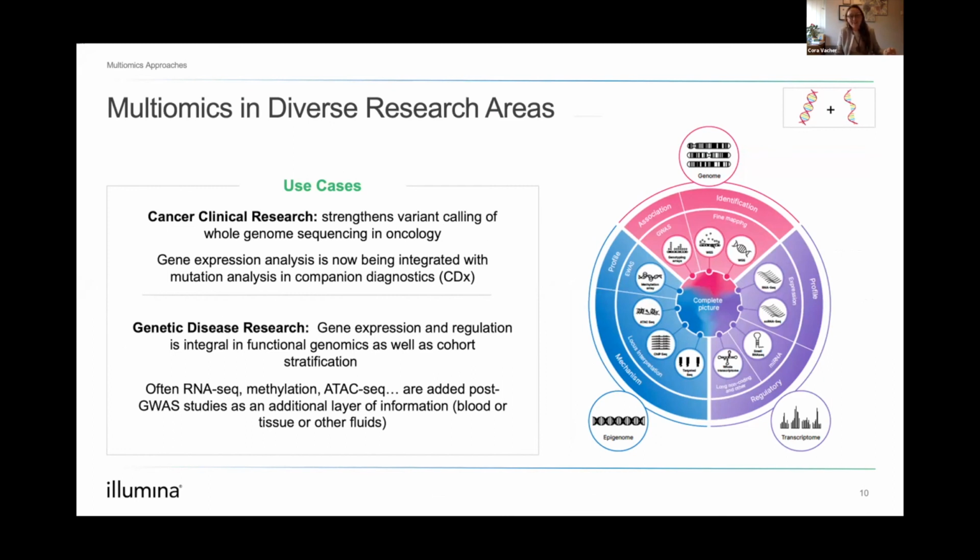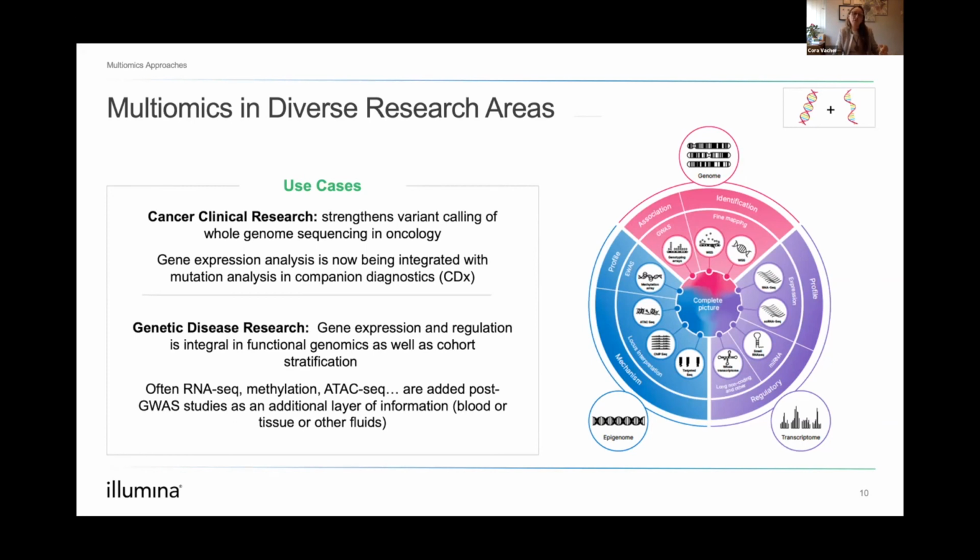Just as a summary, when it comes to use cases, we do see more and more multi-omics in diverse disease areas. In cancer research, it's starting to come into companion diagnostics, more on the RNA side than on the methylation side. But I guess everybody's heard what Illumina is up to at the moment. And so it's quite clear that methylation is quite interesting in cancer, to say the least, for diagnostics.